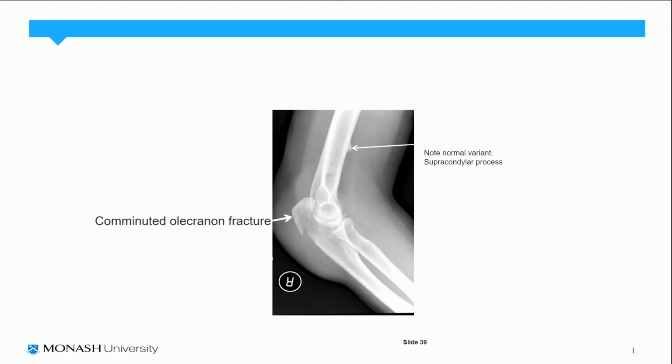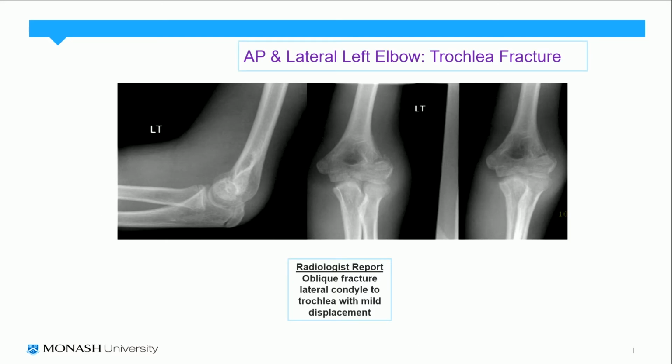Here we have a comminuted fracture, and also important on this image is that you can see that there is a normal variant, which is a supracondylar process. So in this case, we have a trochlear fracture. So the fracture extends from the lateral condyle to the trochlea, and there is mild displacement, and you will also be able to see that we have a sail sign.